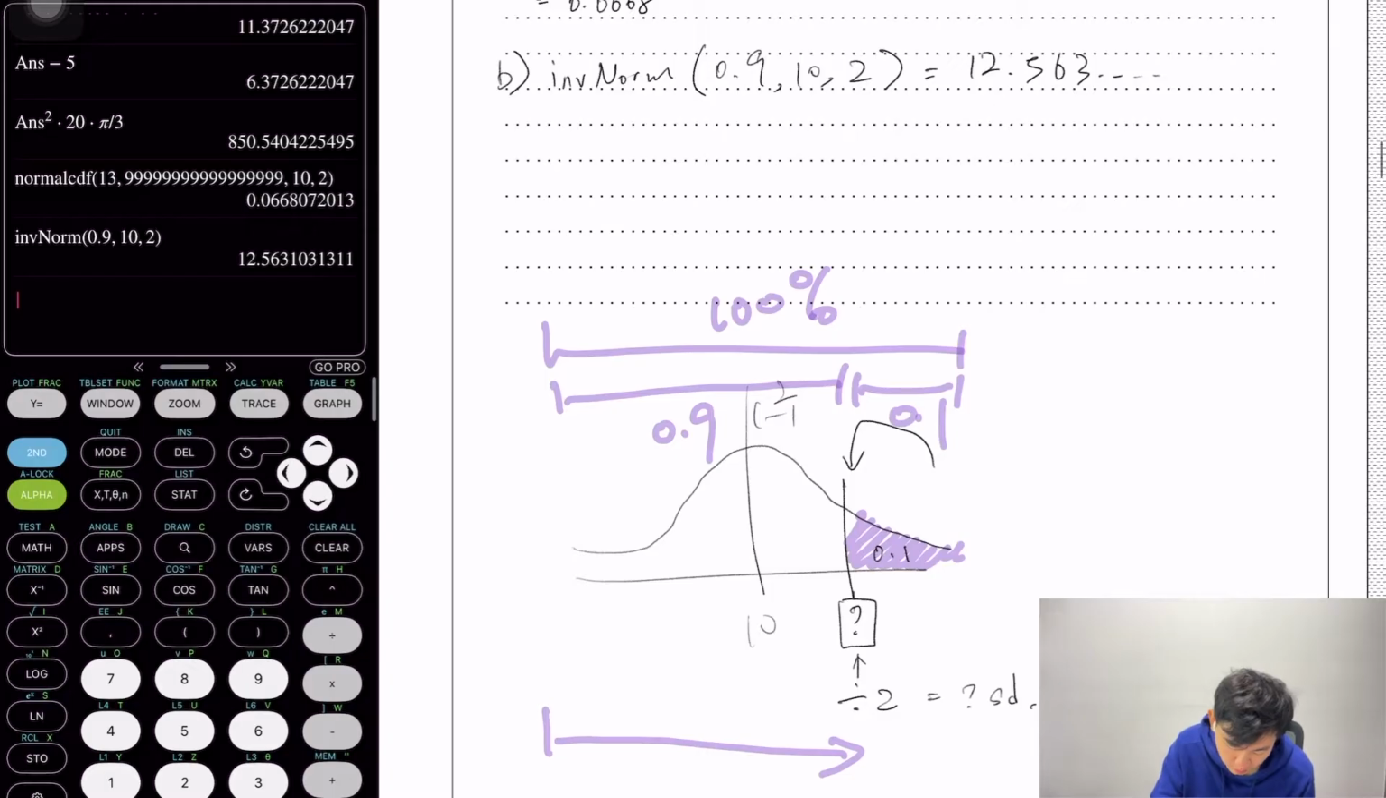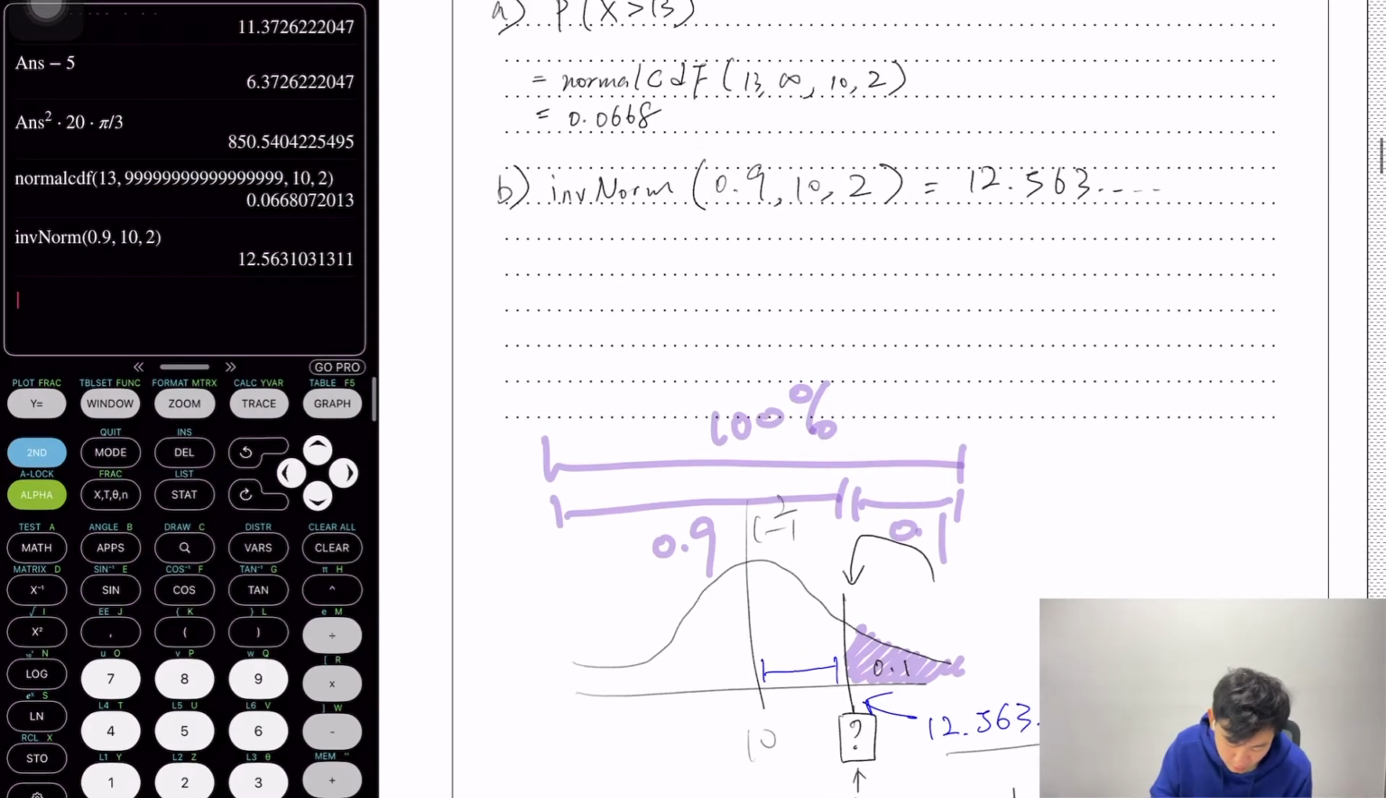That means this particular point right now is called 12.563... Okay? So now we have to subtract it first. We have to subtract by 10 and then divide by 2 so that we know exactly the number of standard deviations, okay?